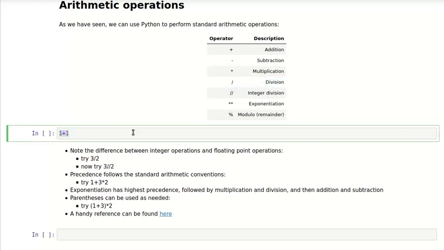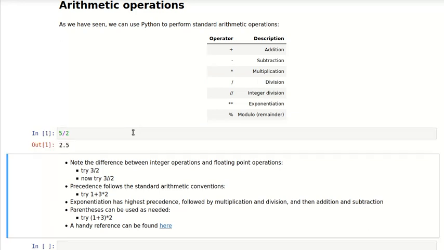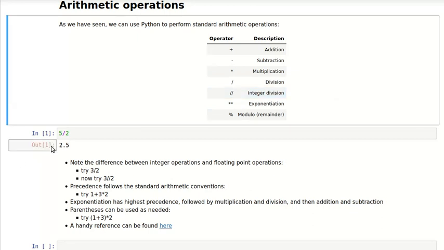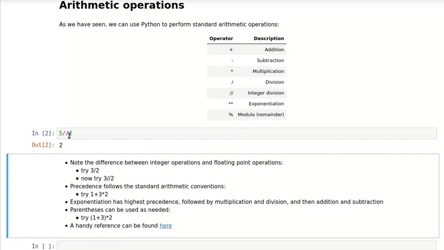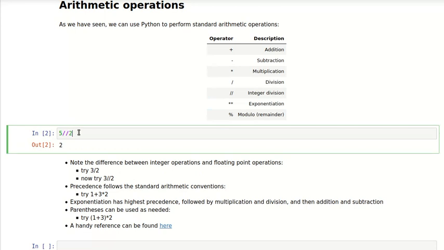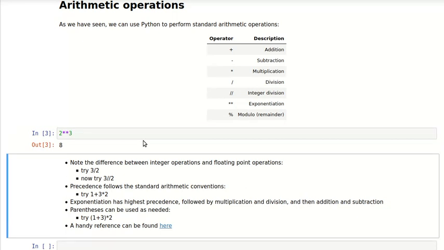So for instance, if you type here 5 divided by 2, that's going to be 2.5. And here we have an integer division, that is a division rounded off so that the result is an integer. And this is an example. The exponentiation is denoted by 2 stars, so if you write something like 2 to the power 3, that's 8.